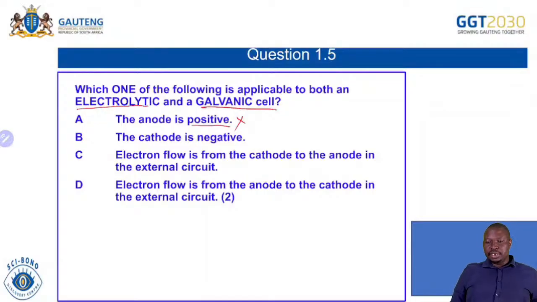The cathode can be negative in an electrolytic cell, but the cathode is positive for a galvanic cell. So that statement doesn't apply. We are only left with two options, which is C or D.